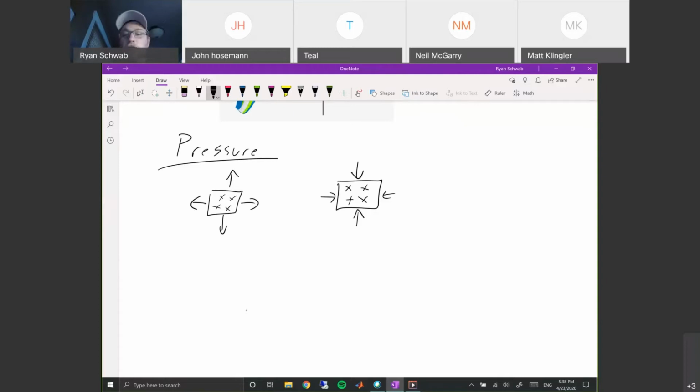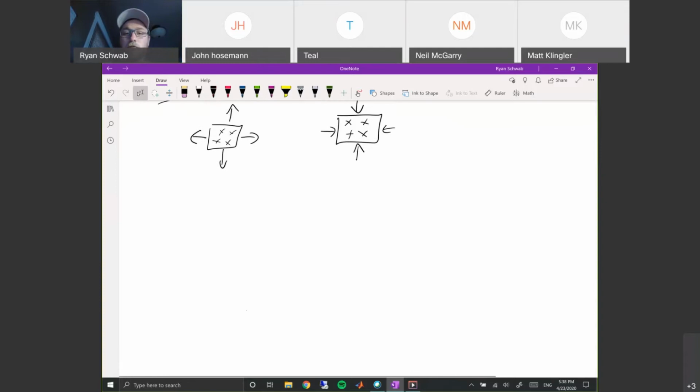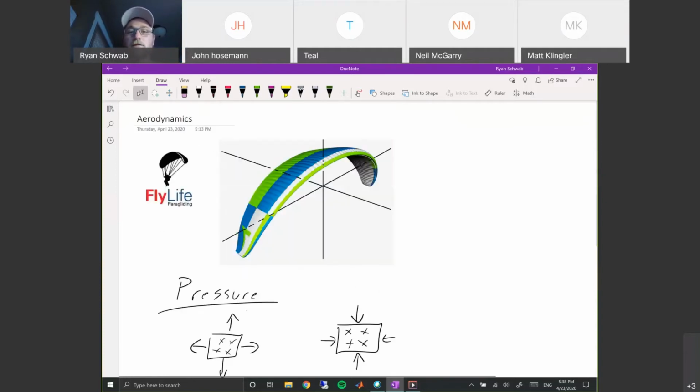To have zero pressure would be like the vacuum of space, and that's not what we're talking about. We're just talking about higher or lower than the standard pressure of the air around us right now. Cool. So if we look at our paragliding wing, I've got a little graphic up here.